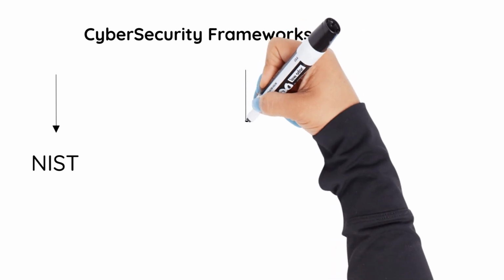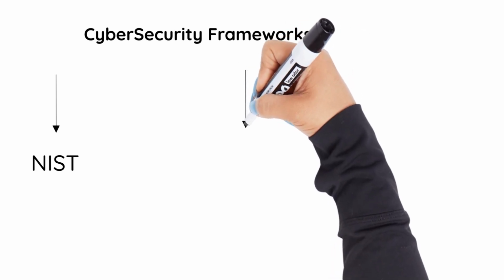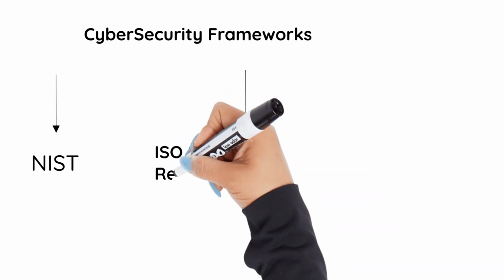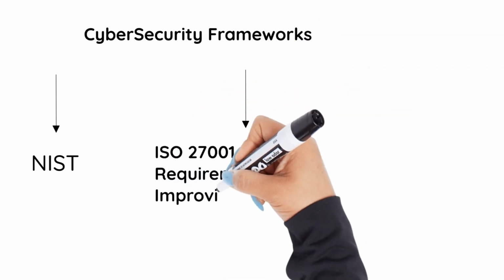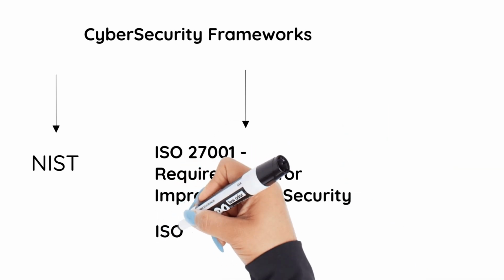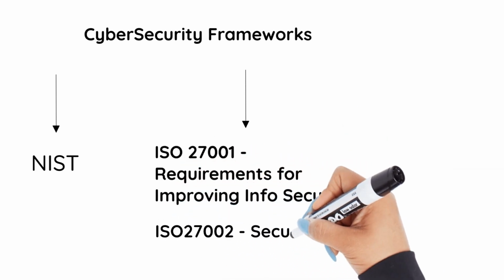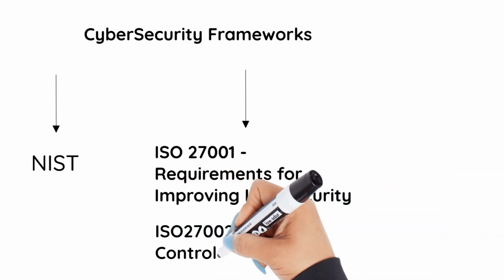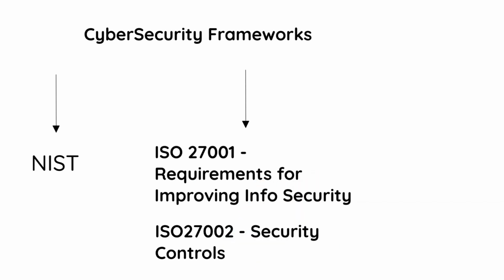Next is ISO 27001 and ISO 27002. These standards were developed by the International Organization for Standardization as part of the ISO 27000 family of information security management systems. ISO 27001 specifies a requirement for establishing, implementing, maintaining, and improving an information security management system. ISO 27002 provides guidelines for selecting and applying security controls based on the risk assessment.